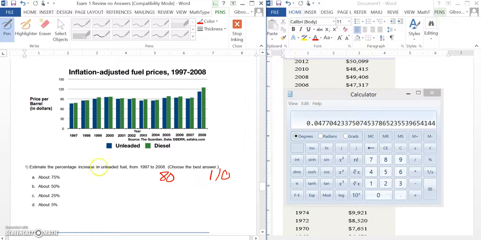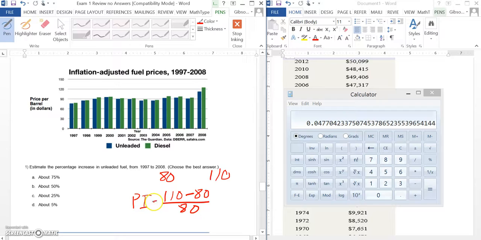Okay, so now we want to do the percent increase. So what we would do is take the larger number, which is 110, minus the smaller number, which is 80, and divided by the original number. 80 was the start number, which was 1997. So this is the percent of increase, or percent increase.